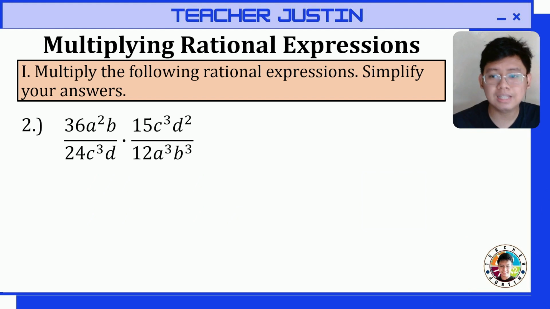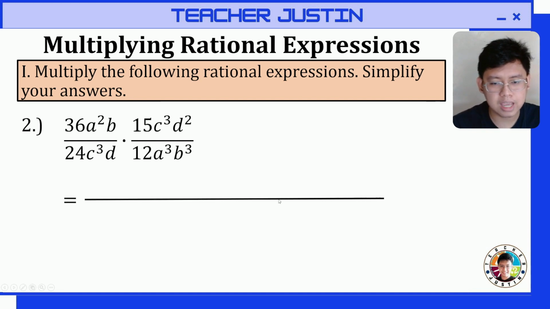Okay, let's multiply this rational expression. So, we have this two rational expression, tas kunin natin yung product nila. So, since we have monomial sa numerator at sa denominator natin, okay, we will be performing prime factorization as our first step in factoring our numerator and denominator. So, factor natin yung ating numerator. So, lagay muna natin sila sa isang fraction bar. Tapos, yung 36 a squared b, yung factor niya will be 3 times 3 times 2 times 2. Yan yung prime factors ni 36.